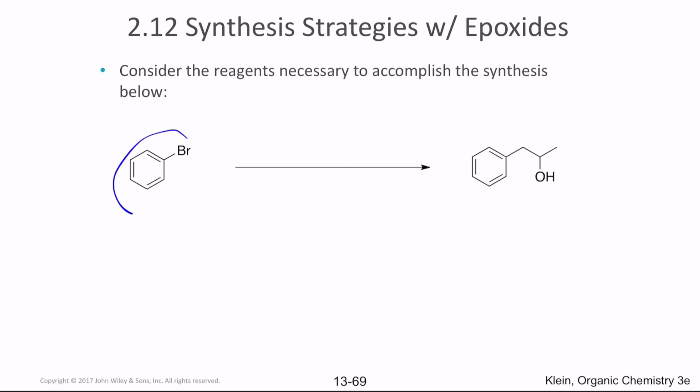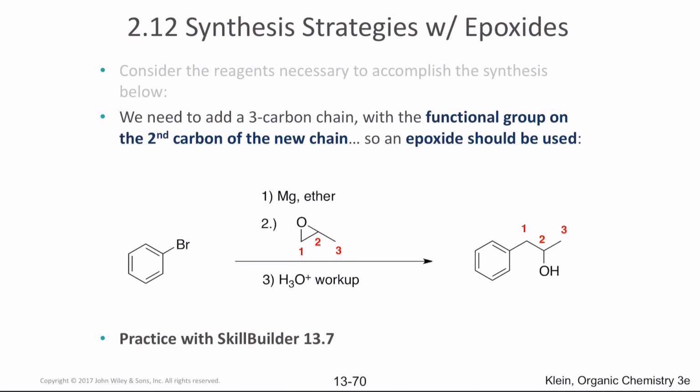So consider the reagents necessary here. We are starting with phenyl bromide, and we want to form a much more complex compound. To achieve this reaction, what are the steps that you will need? Pause the video right here and try to see what steps you will likely use to accomplish this process. Now let's look at the reaction. We start with magnesium in ether, which creates the Grignard reagent.